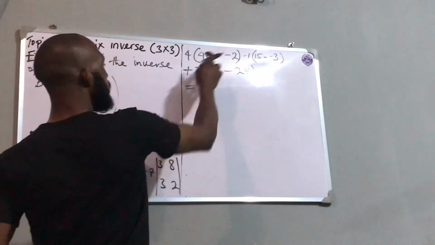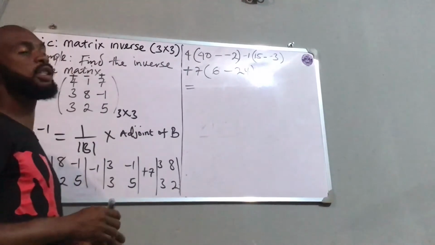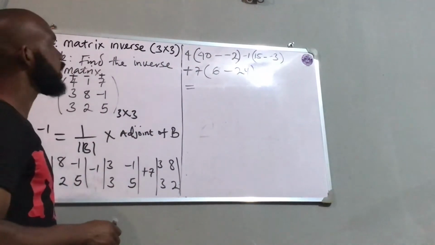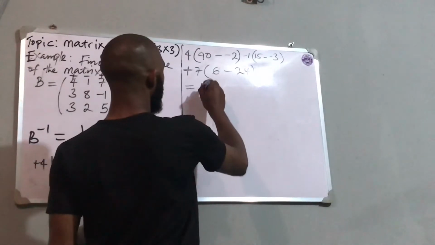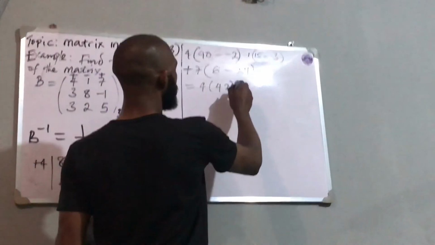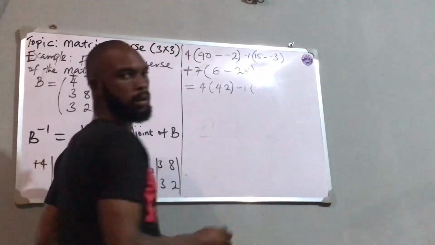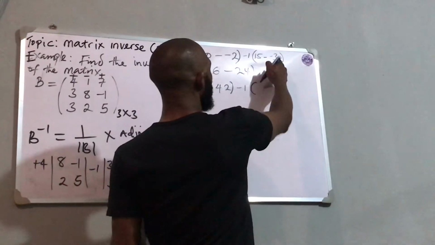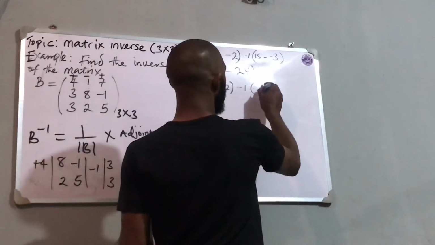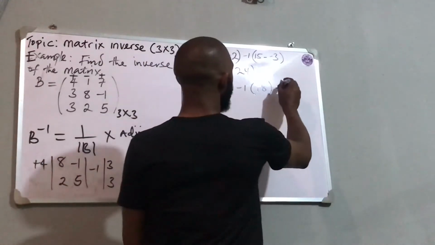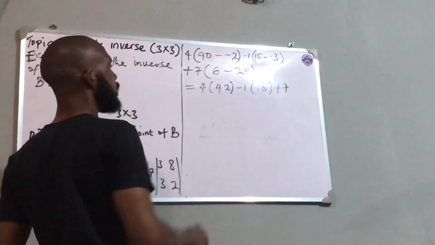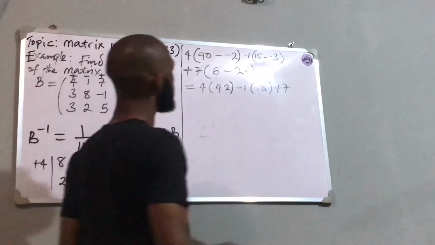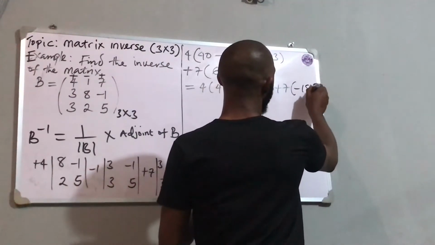So 40 minus minus 2, that's 40 plus 2, which is 42. So I have 4 times 42, minus 1 times 15 minus minus 3, that will give us 15 plus 3, which is 18. So I have plus 7 times 6 minus 24, which will give us minus 18. I have my minus 18 here.